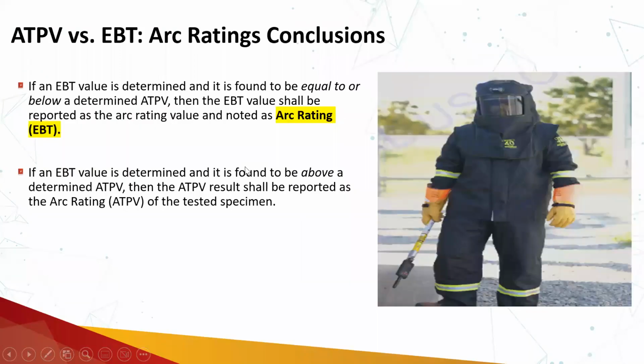Right. So what actually is the ATPV, and how can we explain the ATPV and EBT in other terms? If an EBT value is determined and it's found to be equal to or below the ATPV, then the EBT value shall be reported as an arc rated value and noted as arc rated. So if the EBT value is equal to or below the ATPV, then we are going to define an arc rating of that clothing based on ATPV, and vice versa.